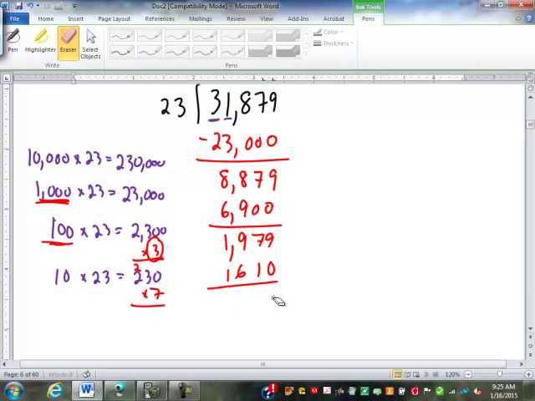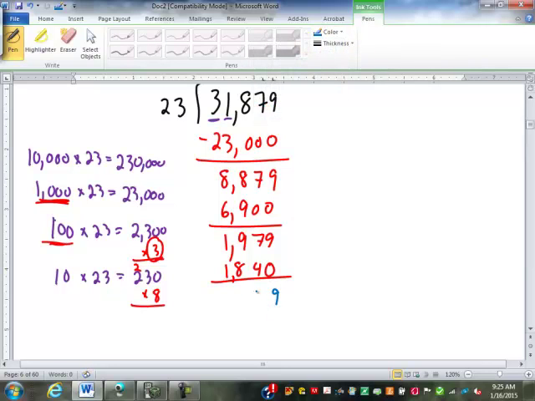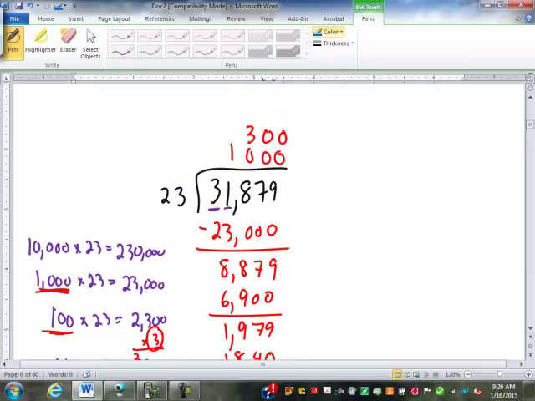Let's go 8. So 8 times 0, 0, 8 times 3 is 24, carry the 2, 1840. Yes, we could subtract it 8 times. So subtracting there, we've got 9, 3, 1, 139. Well, again, we didn't really subtract 23 8 times. We subtracted 10 sets of 23 8 times. 10 times 8 is 80. We just subtracted 80 more 23s.